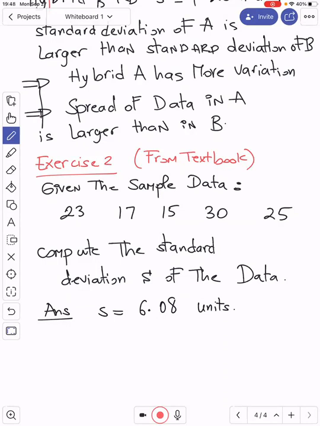Remember, for the sample mean, we use X bar, and for a population mean, we use mu. The same thing goes for the standard deviation. We have a different notation when you have population data. Anyway, after the exercise, we're going to talk about the coefficient of variation.